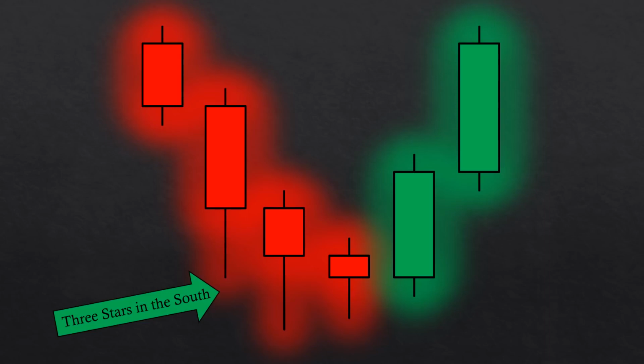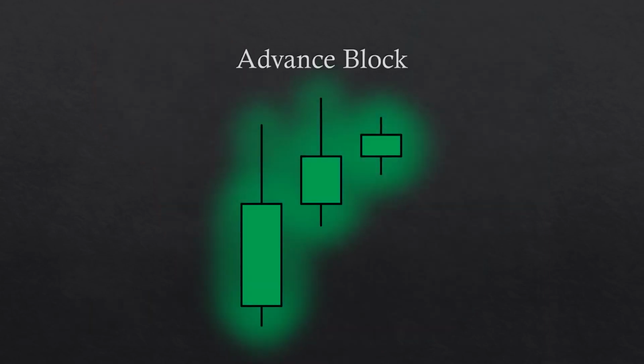Next we have the advanced block pattern, which is the mirror image of the three stars in the south, so it's a bearish reversal pattern. This pattern is a bit counterintuitive in the same way as the last one because it's a bearish reversal pattern formed only by bullish candlesticks. The pattern is formed by three candlesticks with decreasing body size and prominent upper tails. The progressive decrease in body size means that buyers are losing momentum, and the longer upper tails means that sellers are gaining momentum in relation to the buyers.